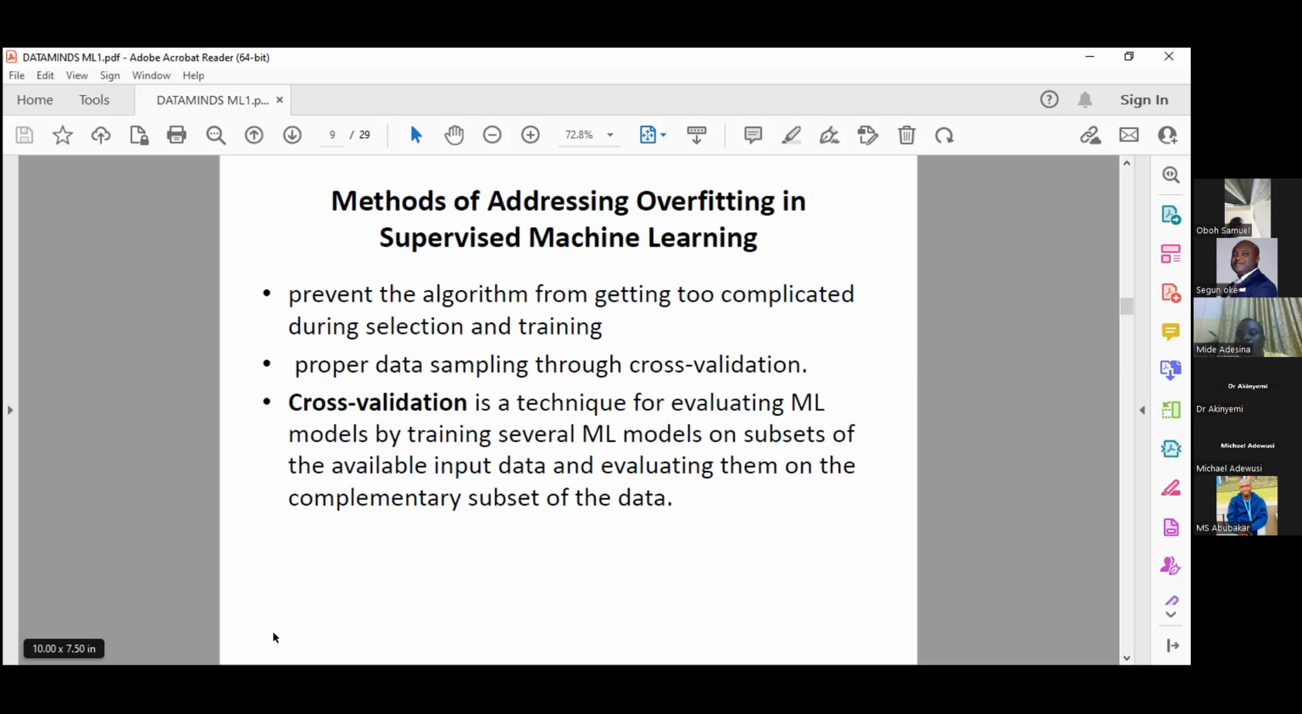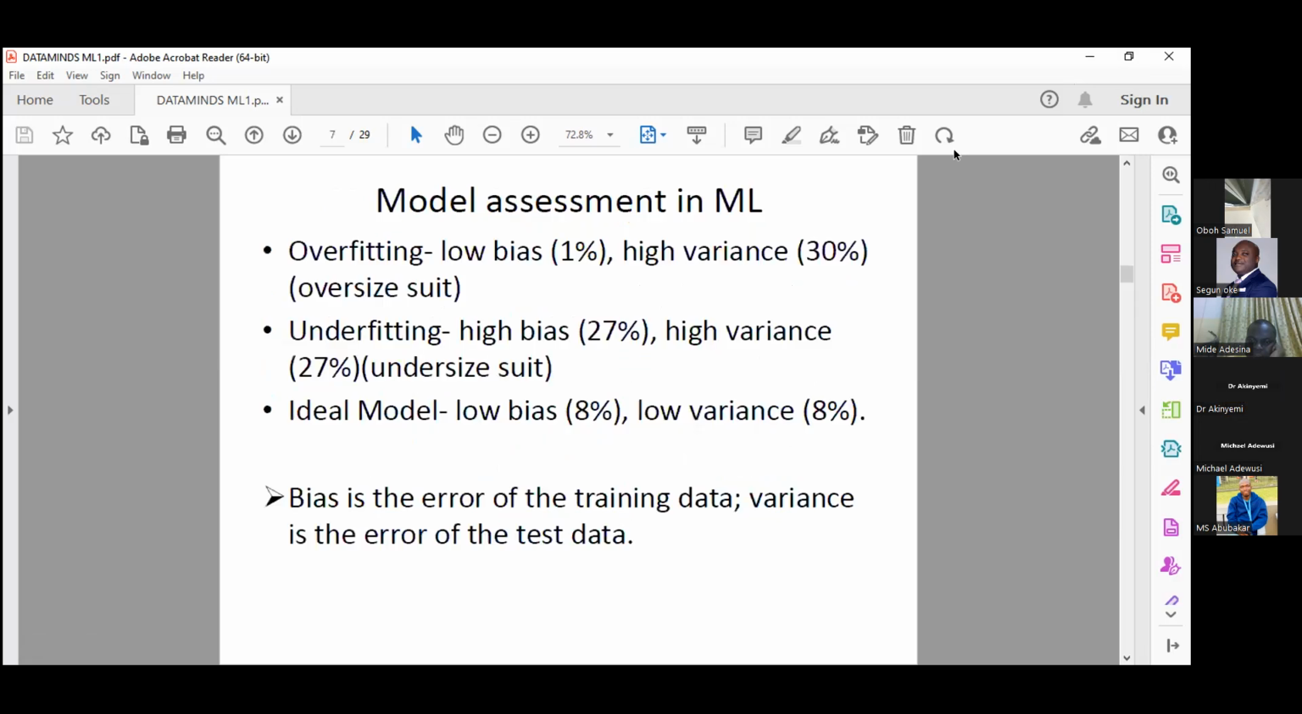Hello? Before you go, please, can you help us go over the overfitting and underfitting section again, please.